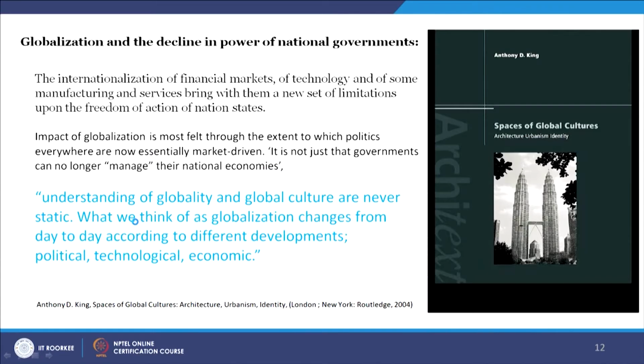So as I just said to you, it is not just in the hands of a chief minister or a prime minister who can control the nation, because it is a ripples system. Something happens somewhere and it has an impact here. Anthony King talks about how understanding of globality and global culture are never static, because it's a dynamic process. What we think of as globalization changes from day to day according to different developments, political, technological and economic.